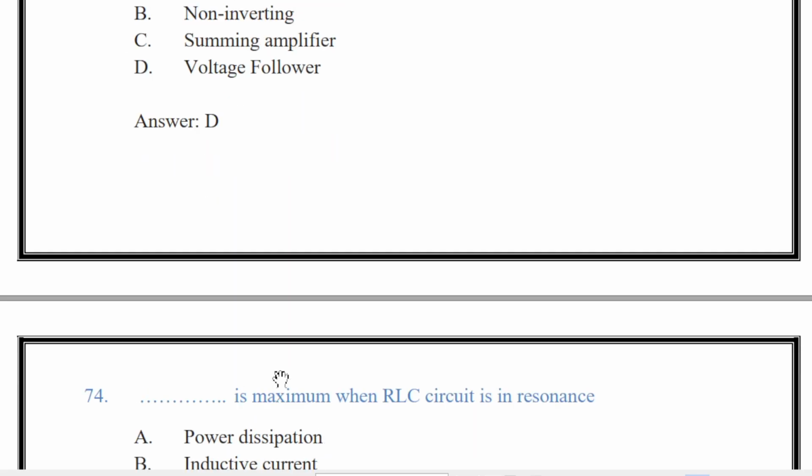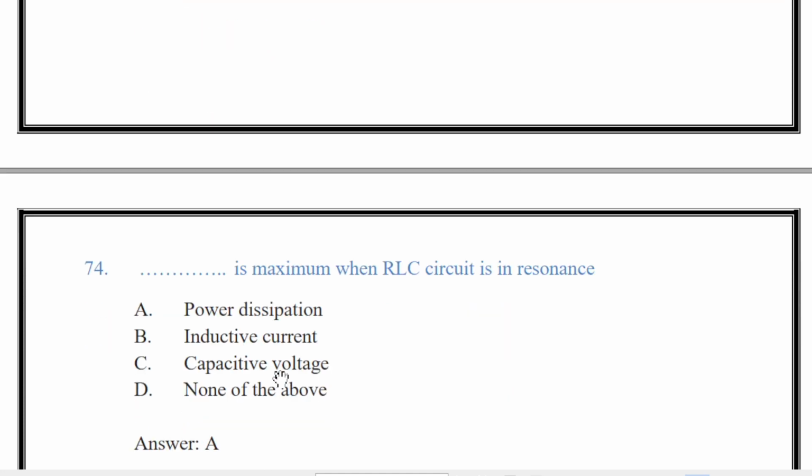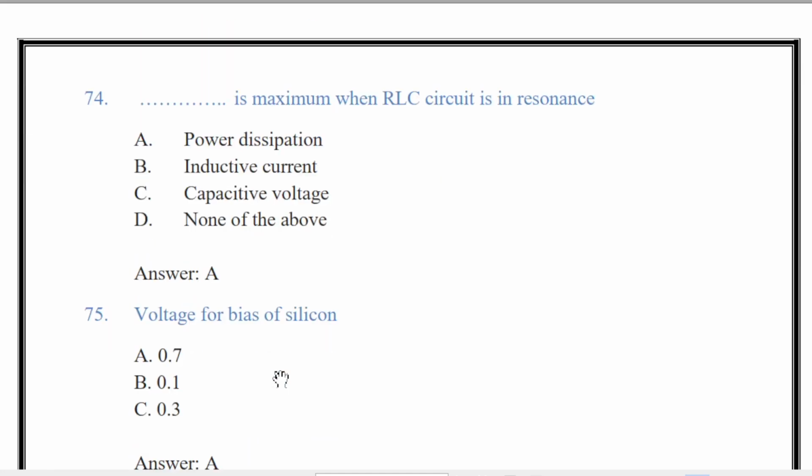What do you mean by voltage follower? A voltage follower is also known as a unity gain amplifier, a voltage buffer, or an isolation amplifier. In a voltage follower circuit, the output voltage is equal to the input voltage, thus it has a gain of 1 and does not amplify the incoming signal. This is about the voltage follower.